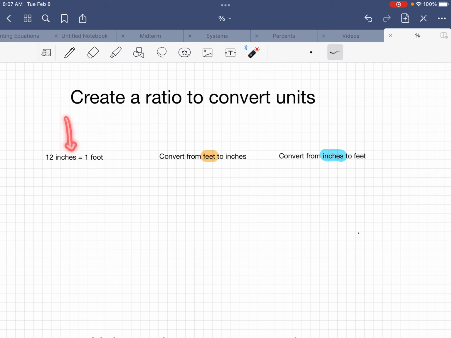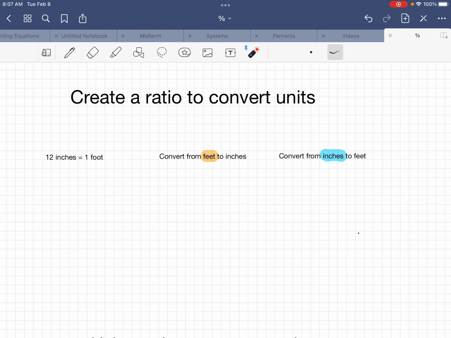So hopefully you're familiar with feet and inches. If you're not, it doesn't matter. As long as you have a statement that says so many inches is equal to so many something else's, you can make this work for you. And I have actually an example of a random unit in our examples below.